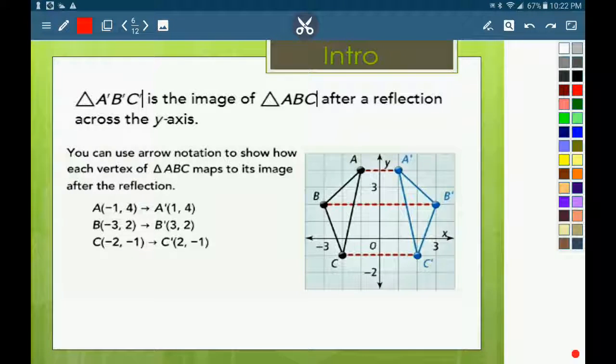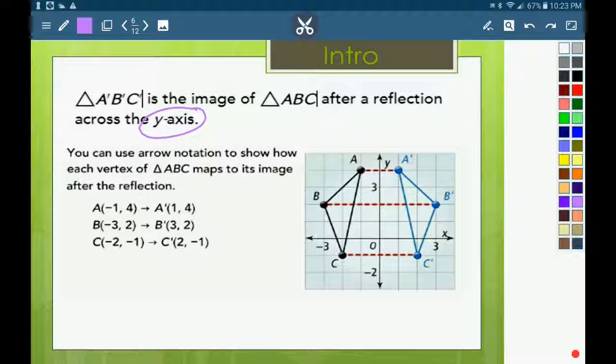Alright, I have another intro here for example 2. It says triangle A prime, B prime, C prime is the image of triangle ABC after a reflection across the y-axis. So if I highlight the y-axis, you can see that it is directly between the pre-image and the image. The pre-image and the image are equidistant from that line of symmetry. You can use arrow notation to show how each vertex of triangle ABC maps to its image after the reflection.